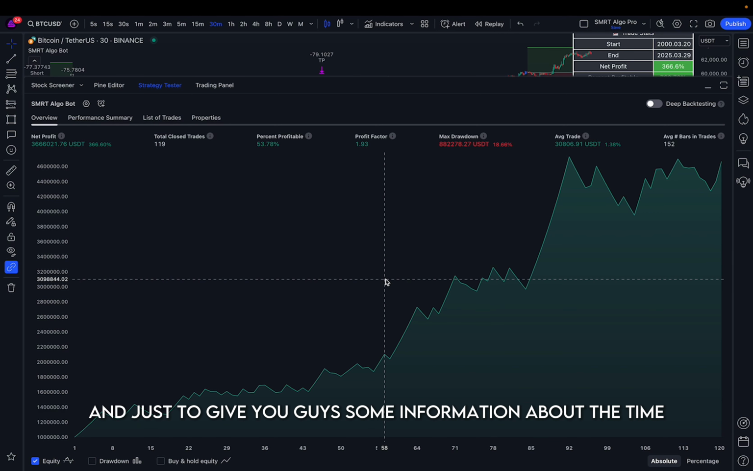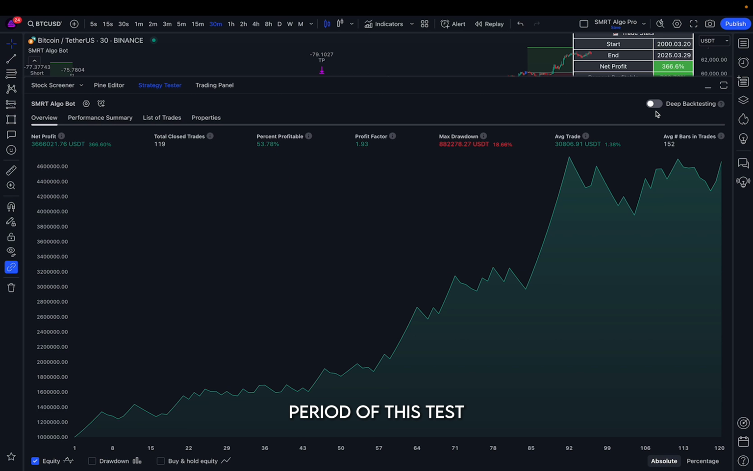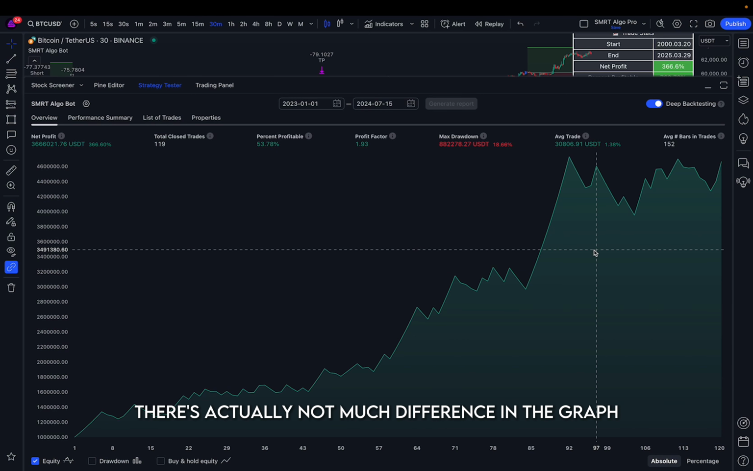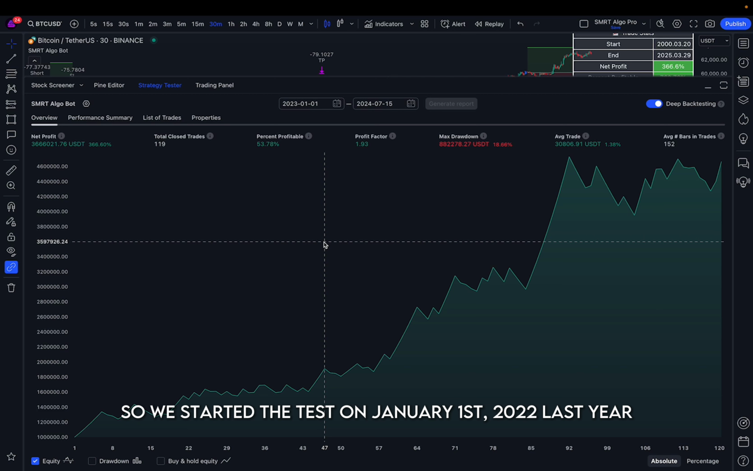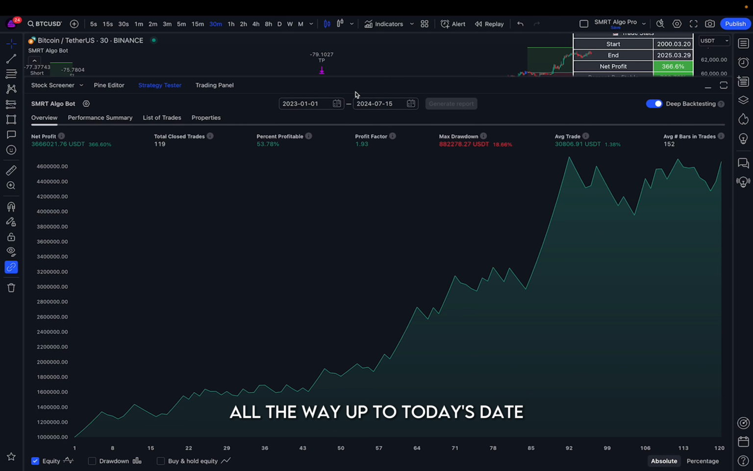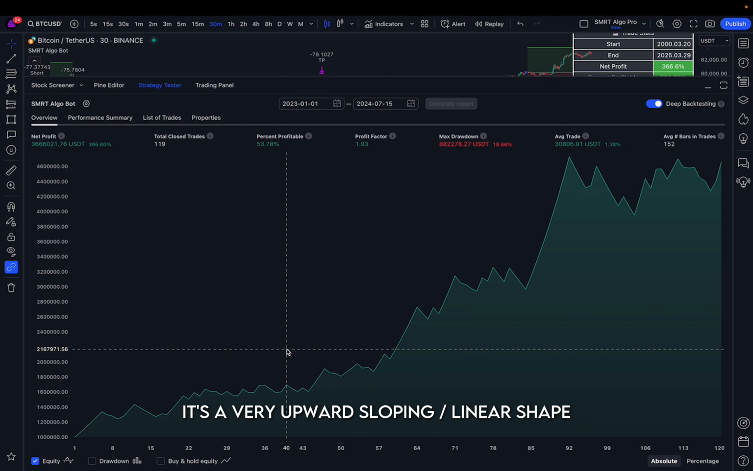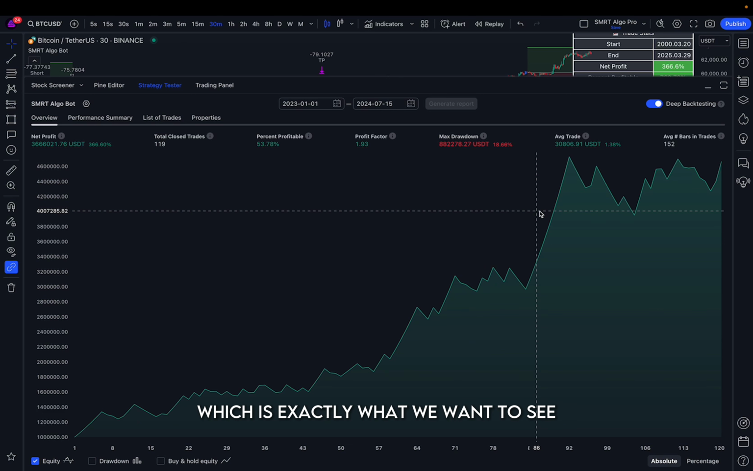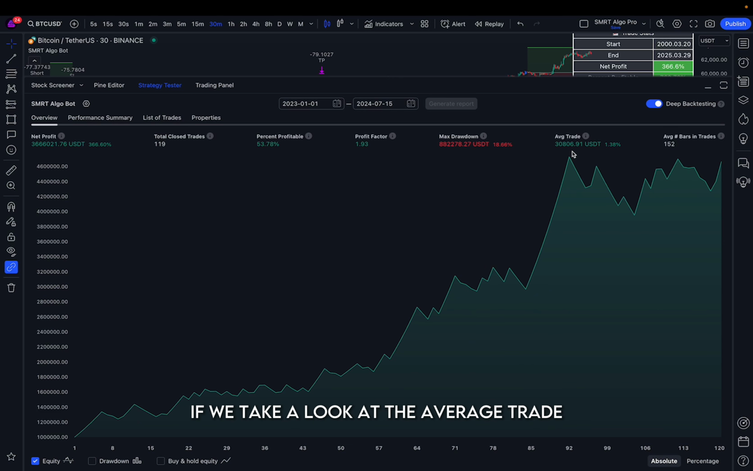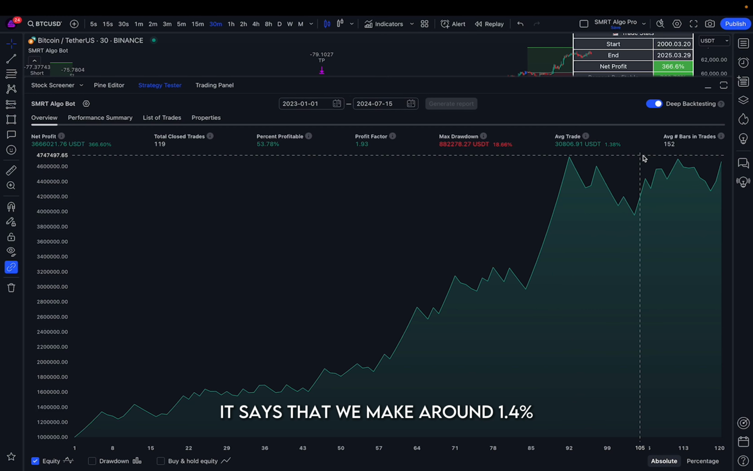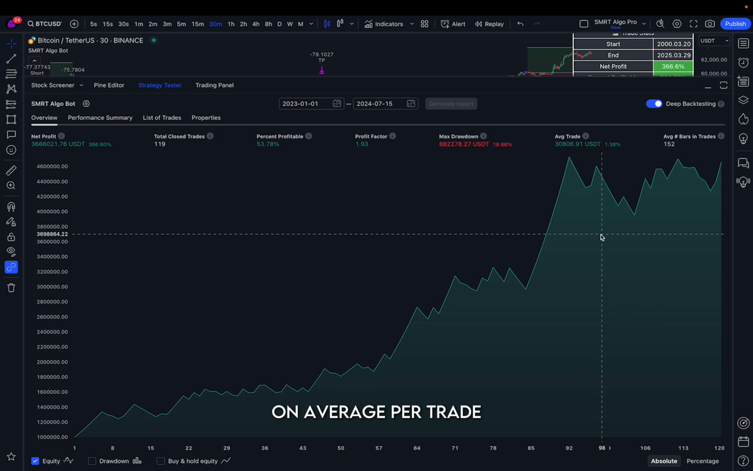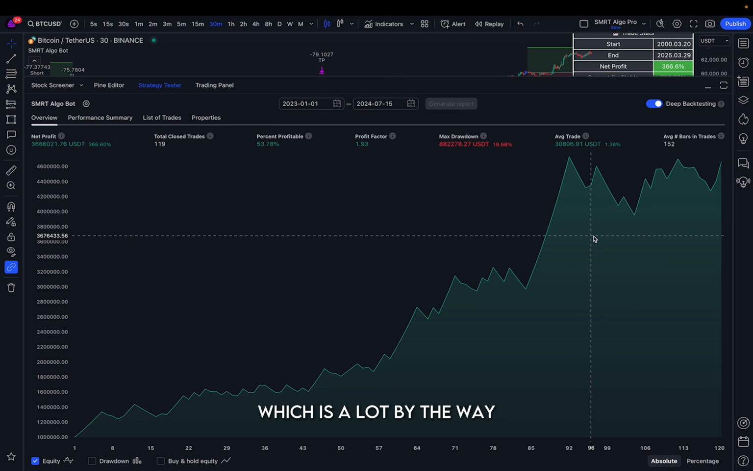And just to give you guys some information about the time period of this test, if I turn on the backtesting, you're going to see that there's actually not much difference in the graph. So we started the test on the 1st of January 2023 last year, all the way up to today's date. If we look at the equity curve, once again, it's a very upward sloping linear shape, which is exactly what we want to see. If we take a look at the average trade statistic here on the top, it says that we make around 1.4% on average per trade, which is a lot, by the way.